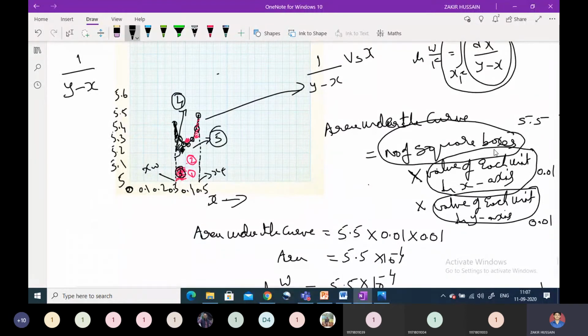Suppose in each unit you have to take, each unit means this one. So you have to take 0.1, 0.1. This is 0.1 and 0.1.